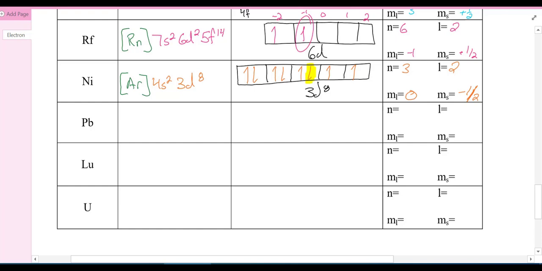Lead. Noble gas for lead. Lead would be way down there, and so lead would be xenon. Alright, xenon, and then we have 6s2. Well, I'm going to actually write it this way: 5d10, 4f14, 6p2, right?